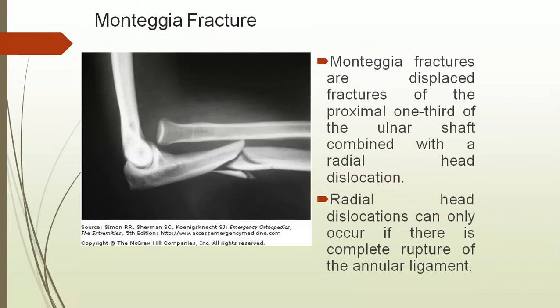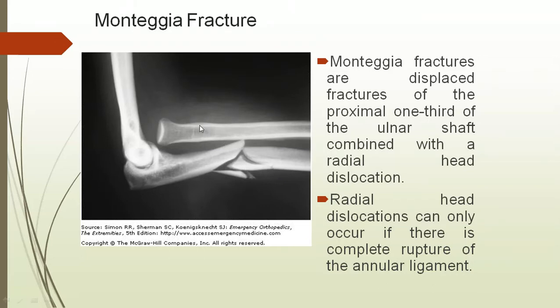Now coming to the Monteggia fracture. So Galeazzi fracture is at the distal one third. So Monteggia is at the proximal one third, upper one third. See, this is a Monteggia. The Monteggia fractures are displaced fractures of the proximal one third of the ulnar shaft combined with radial head dislocation.